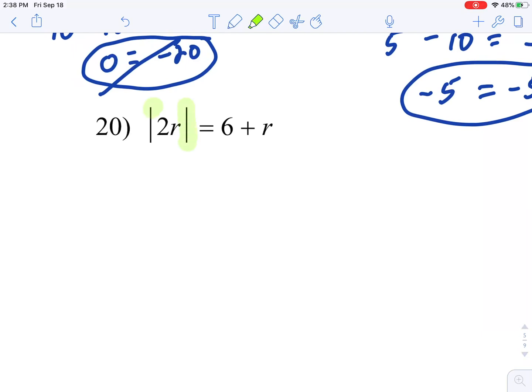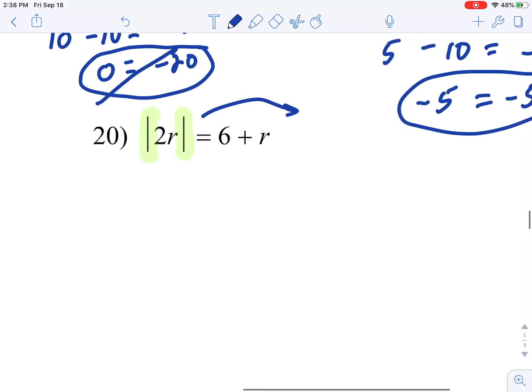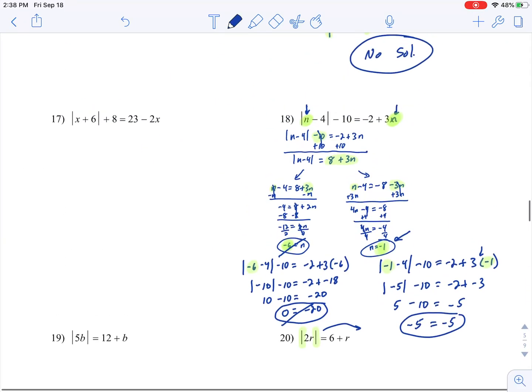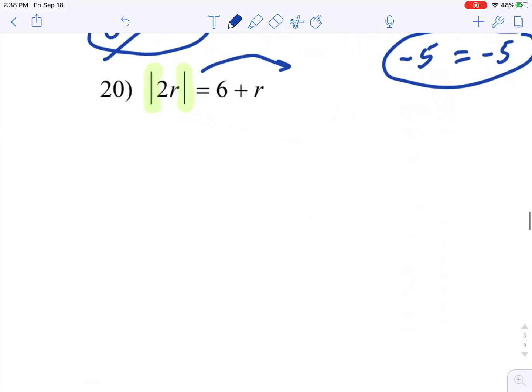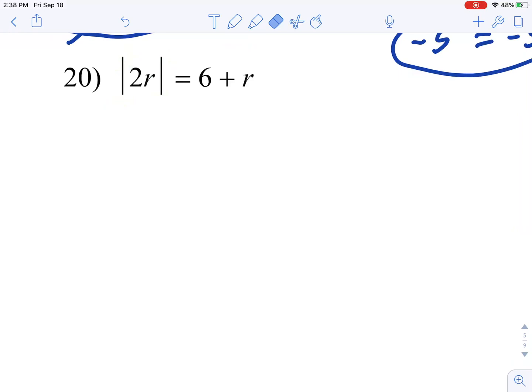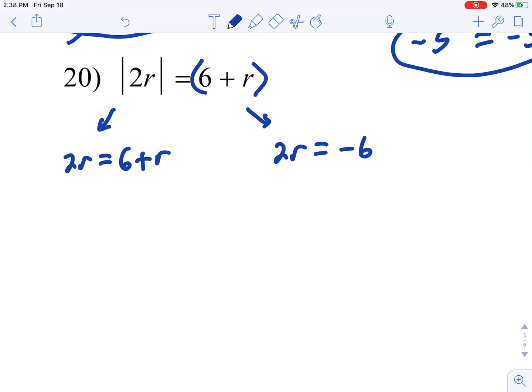Okay, there's nothing extra on these absolute value bars that you have to move over to this side. There's no first step like there was here where we had to move the 10 over. So we can go ahead and, let me erase that, split this in two. 2r equals 6 plus r, and 2r equals, now how do we make this whole side negative? Negative 6 minus r.